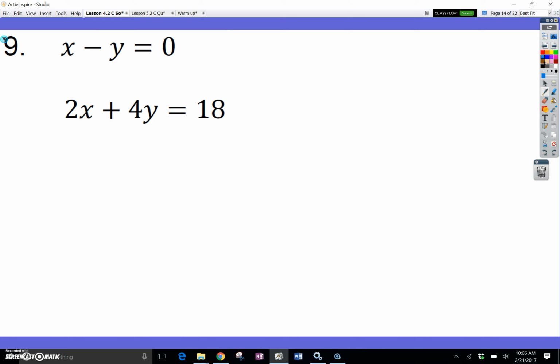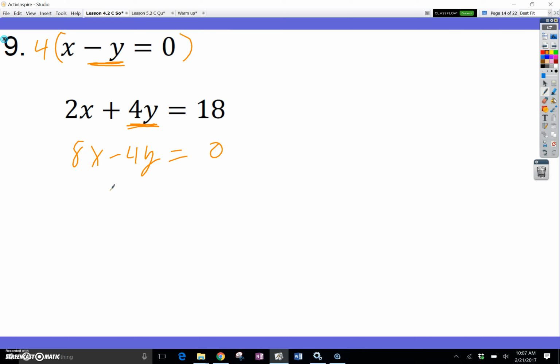Alright, so now we have this one, x minus y equals 0. You could use substitution or elimination, so some of you might think, oh, I can isolate x really quickly. I'm going to use elimination just because we used substitution last time. So first off, I want to notice that I have a negative 4y and a positive 4y there. So I'm going to multiply this one by 4 to get 8x minus 4y is equal to 0.